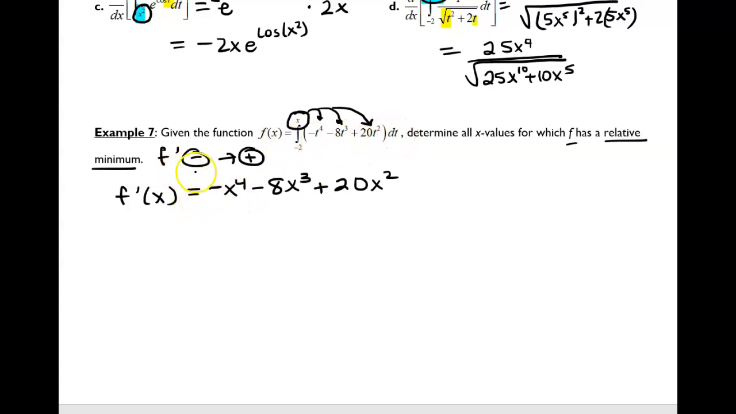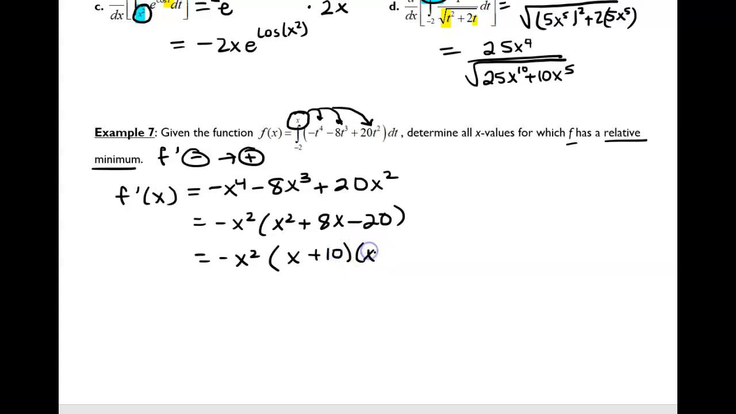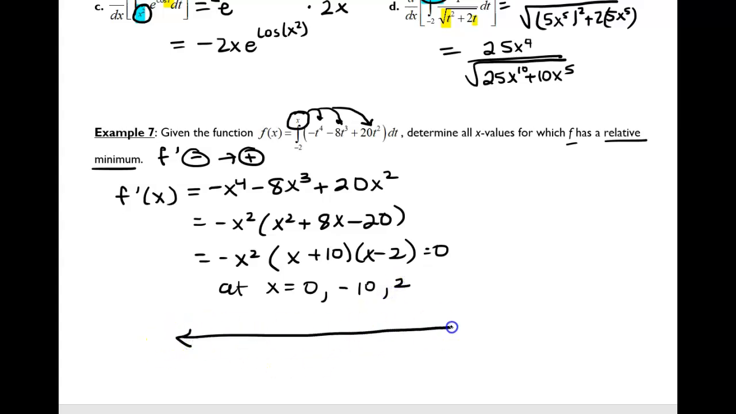So we're trying to see where f prime changes from negative to positive. I have my f prime now, so I'm going to find my critical points. So see where this is 0, make a sign chart, and then do my analysis. I can factor out a negative x squared. So I have negative x squared times x squared plus 8x minus 20. Keep track of your signs there. Factor a little bit more, negative x squared times, this would be x plus 10 times x minus 2. That equals 0 at x equals 0, negative 10, and 2. So I can make my sign chart now.